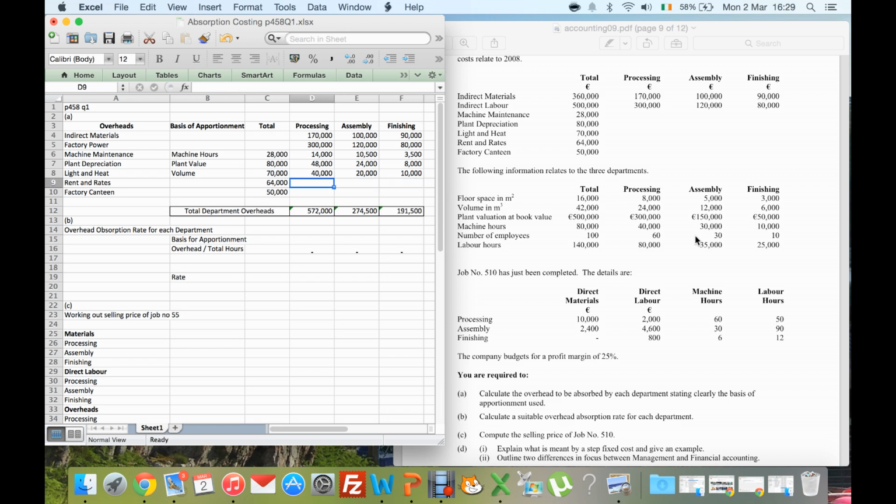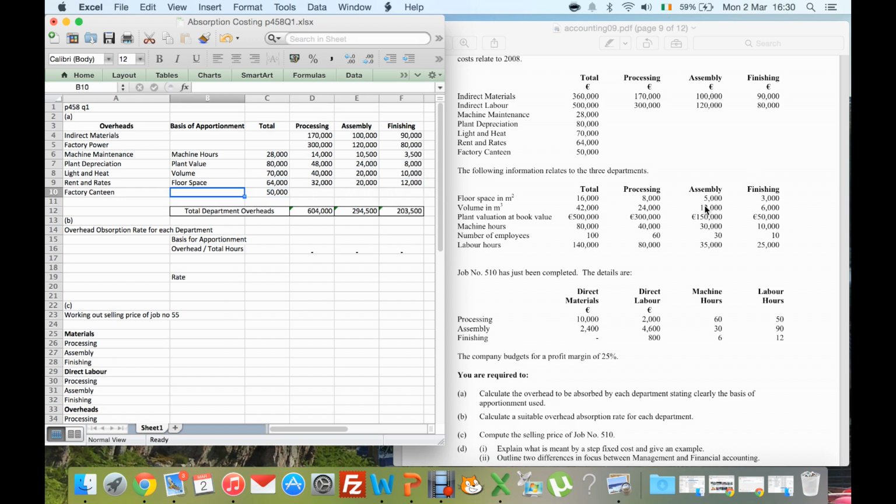So rent and rates is 64 grand, so I'll do that based on floor space. You could do that based on volume as well. So 64 grand times, now, floor space, well, half of it. So 8 over 16. And then 5 over 16. So it'll be 64 grand times 5 over 16. And 64 grand times 3 over 16. So that's how I've shared out my overheads there.